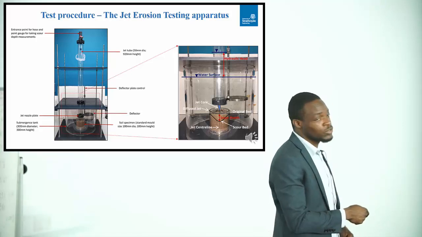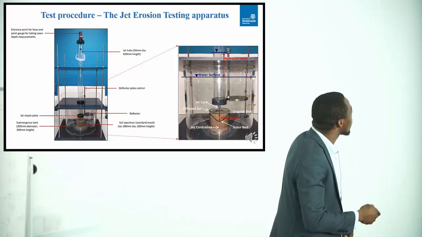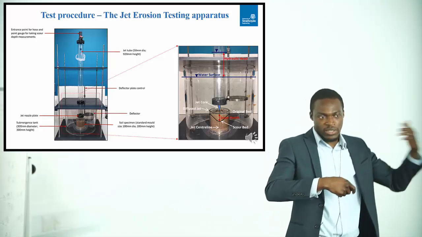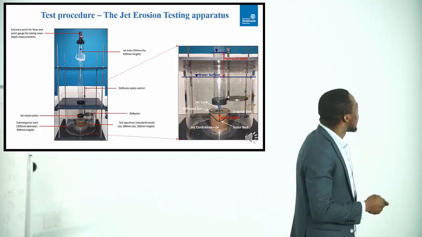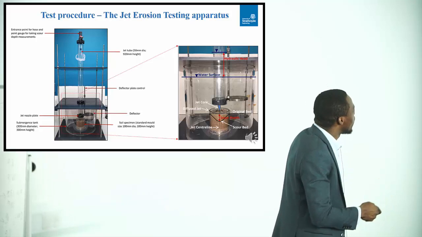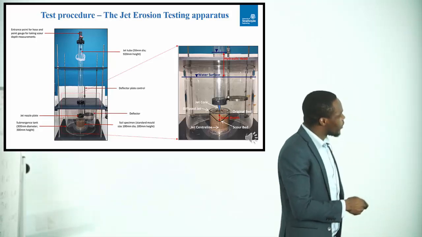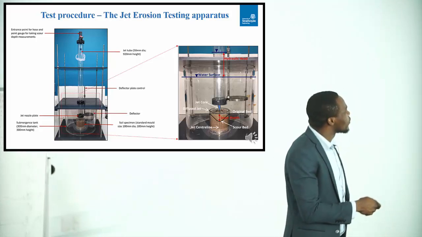This is the jet apparatus we developed here at the University of Strathclyde, based on the standard ASTM jet erosion test apparatus. It has this jet tube, and the specimen is placed somewhere around here. We have a deflector which helps.